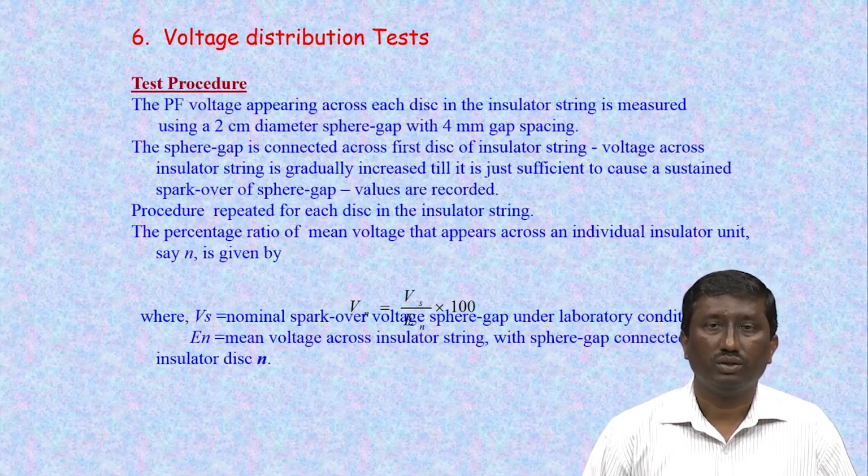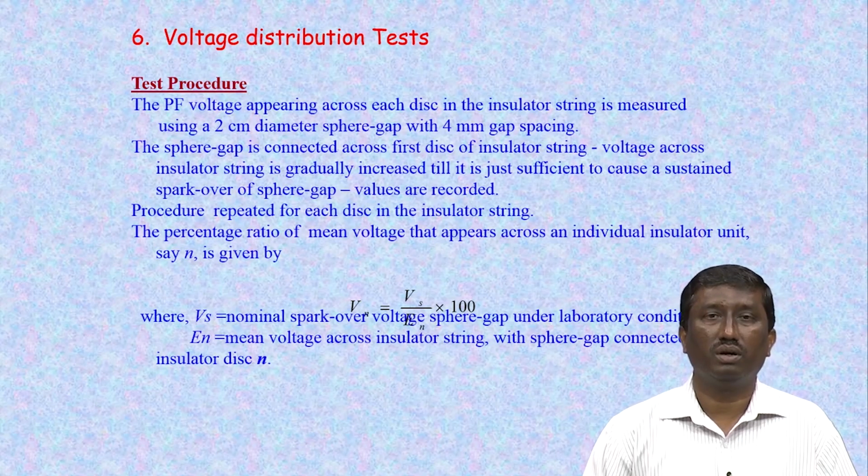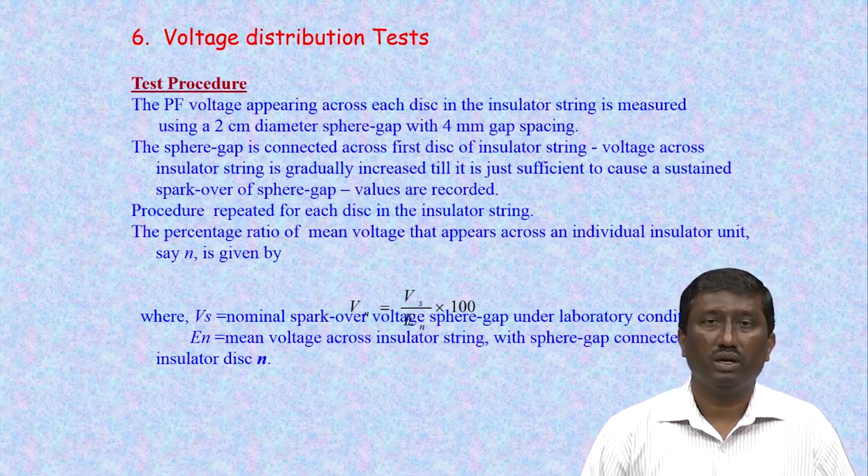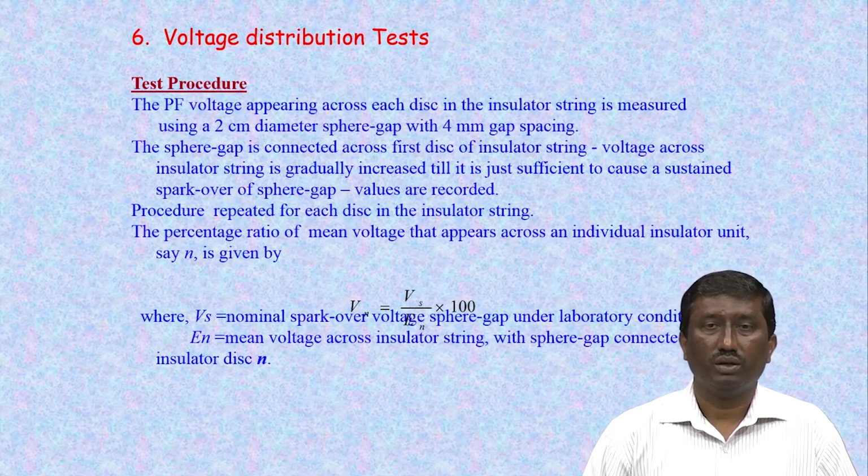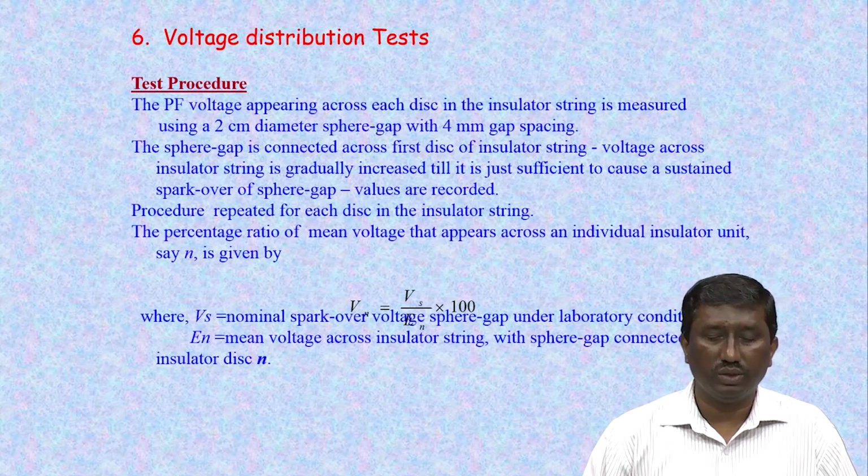properly distributed. This is the main aim of the voltage distribution experiment, and it also checks the corona control ring, the arcing horn and other accessories which are used for properly maintaining the voltage distribution. So, how is voltage distribution done in the laboratory?